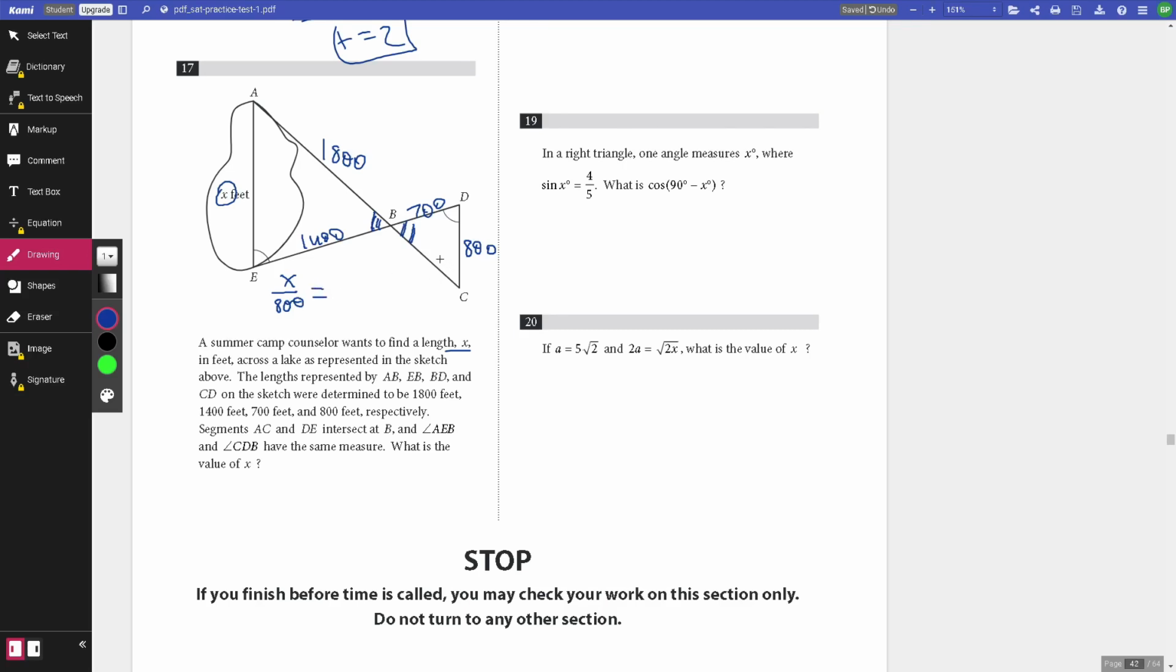It's equal to, we see that these also correspond because this angle and this angle are congruent and they're opposite. The sides are opposite. So 1400 over 700 is 2, equal to x over 800. Multiply by 800, get x equals 1600.